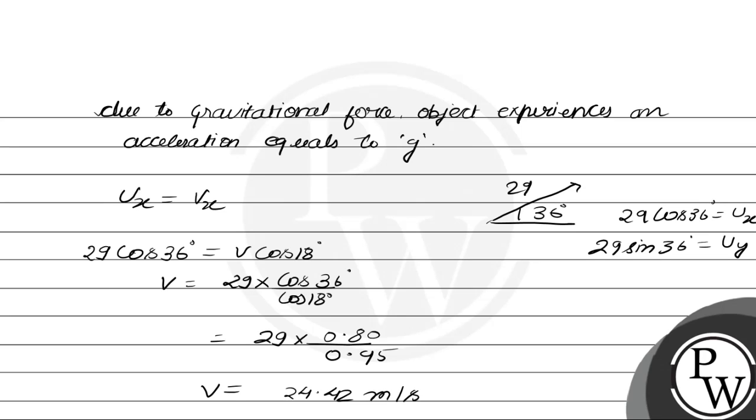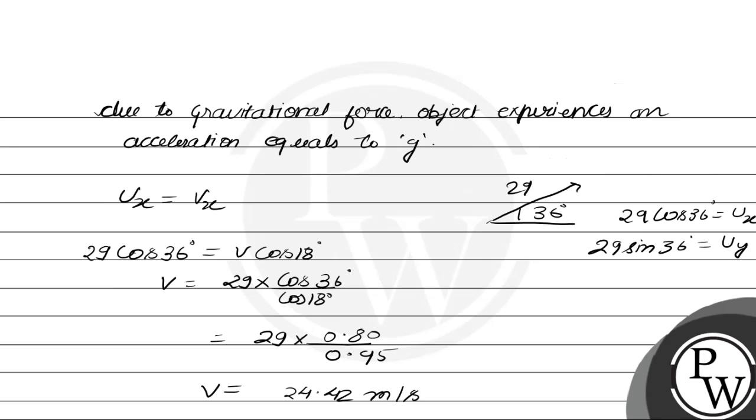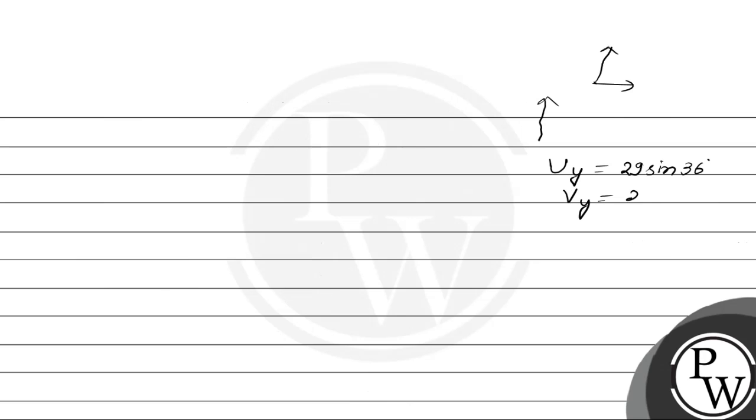From here we can write v equals to 24.42 meter per second. Now students, in the vertical direction, the initial velocity of the particle was uy equals to 29 sin 36 degree, and when the angle of javelin becomes 18 degree with horizontal, its final velocity in y direction becomes vy equals to 24.42 sin 18 degree.